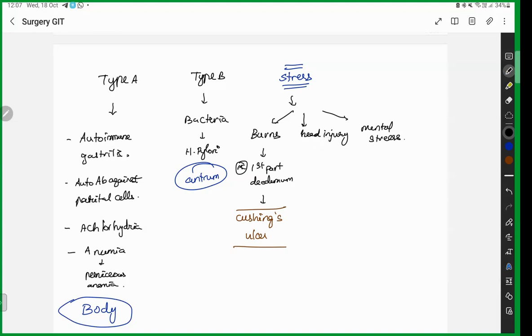Next is going to be head injury. Again, I am telling you, in head injury, there is going to be acid. What happens basically is, in head injury, the acid producing area of the stomach gets overactivated, and that can lead to an ulcer called Cushing's ulcer. Okay, these two things I want you to remember.